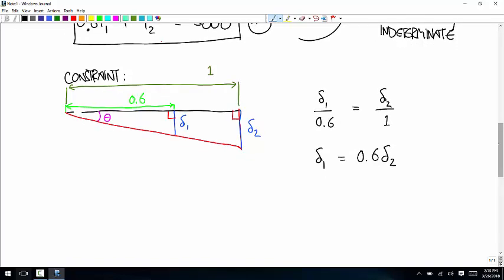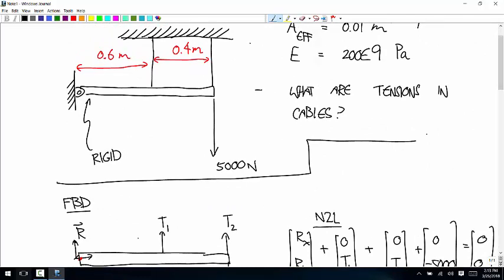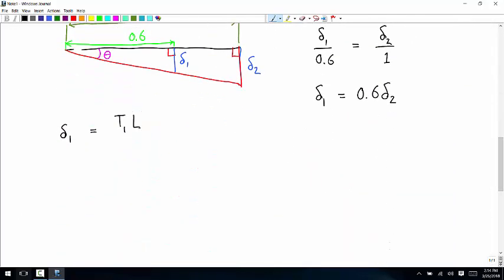And now we're going to use the relationship between the tensions in the cable and the deformations. So delta 1 is equal to the tension in cable 1 times the length of cable 1, so whatever those lengths are. We're talking about the undeformed length of cable 1, so this is L. We don't have to know what that is. That's going to start out the same for both of them, and it's going to cancel out. Divided by EA. That's the same for both of them. And delta 2 is equal to T2 times L over EA.